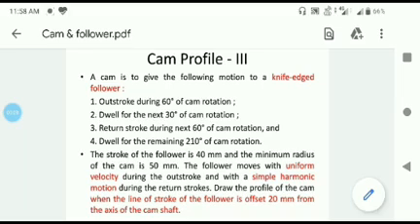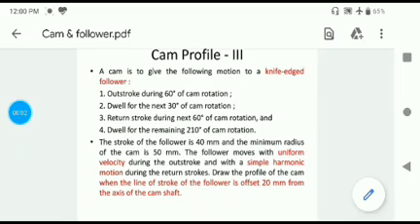I read the question. A cam is to give the following motion to a knife edge follower: outstroke during 60 degree of cam rotation, dwell for the next 30 degree of cam rotation, return stroke during next 60 degree of cam rotation, and the dwell for the remaining 210 degree of cam rotation. The stroke of the follower is 40 millimeter and the minimum radius of the cam is 50 millimeter. The follower moves with uniform velocity during the outstroke and with a simple harmonic motion during the return stroke. Draw the profile of the cam when the line of the stroke of the follower is offset 20 millimeter from the axis of the camshaft.